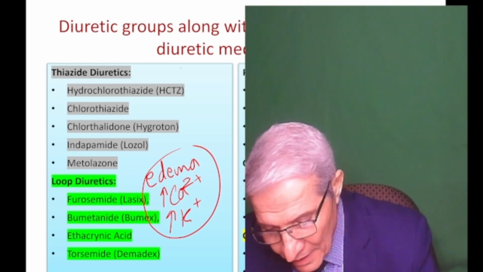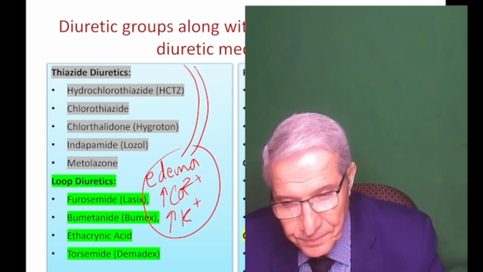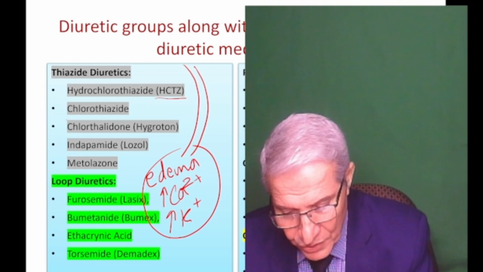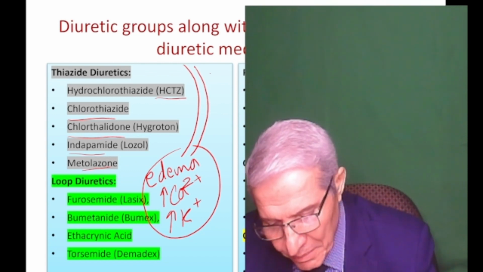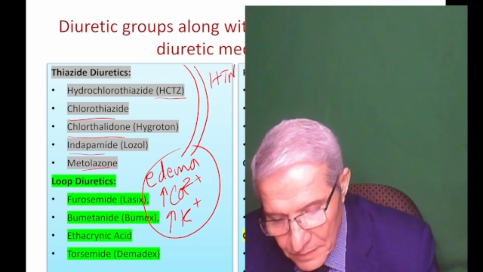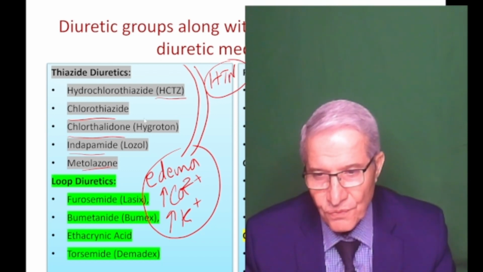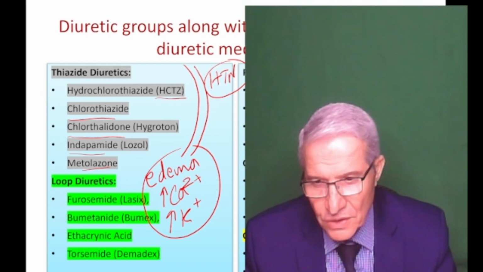Okay, what about the third group now? It is our topic, the third group, thiazides. We have hydrochlorothiazide, chlorothiazide, chlorthalidone, indapamide, and metolazone. These medications are mainly used for hypertension. Please remember that. So this group of medications, thiazides, is mainly used for hypertension, and I will start talking about this group of medications.